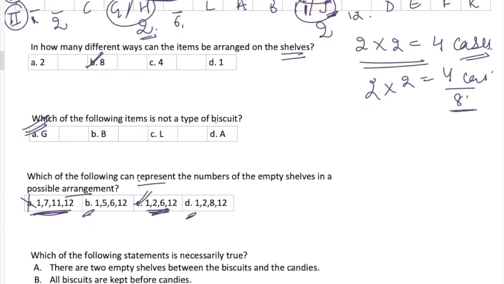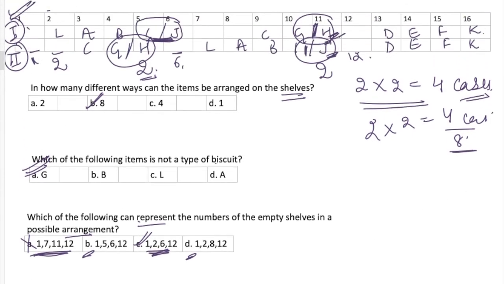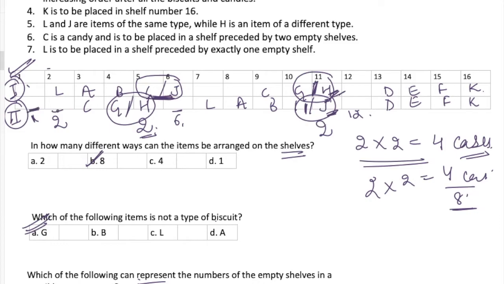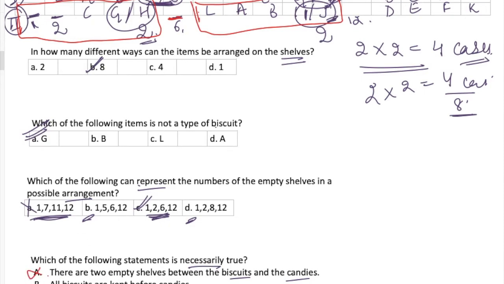Now the next question you have is, which of the following statements is necessarily true? There are two empty shelves between biscuits and candies. If we see case number 2 here, in this case you have candies first. These are the candies, then you have one shelf, and then you have biscuits. So it's not necessary that you will have two empty shelves between biscuits and candies, hence we eliminate option A. Next, all biscuits are kept before candies. Obviously not true. We have two cases, one where biscuits are before candies and the next where candies are before biscuits. So B is also eliminated.